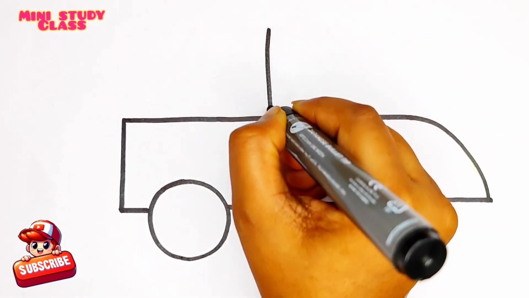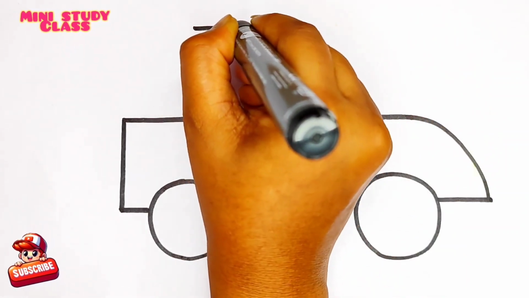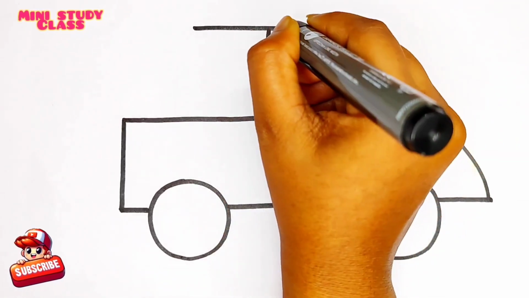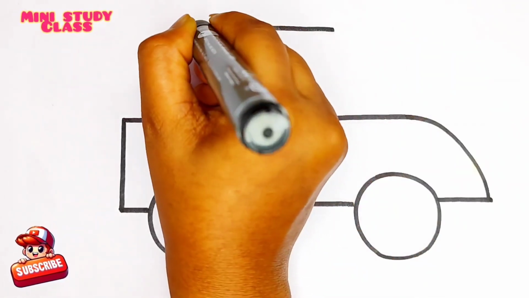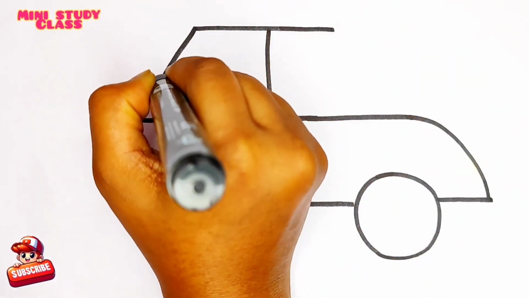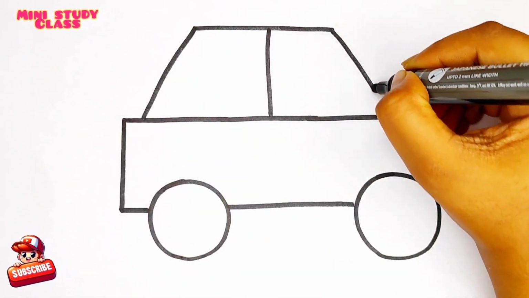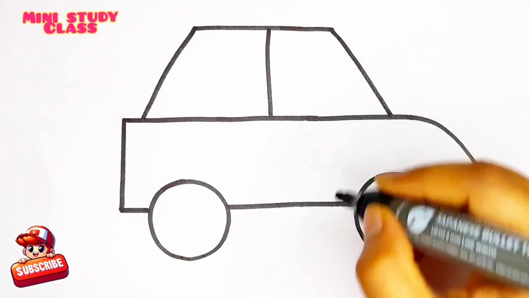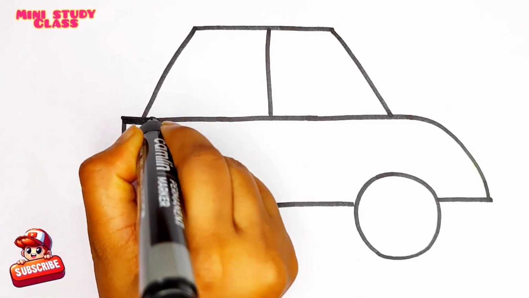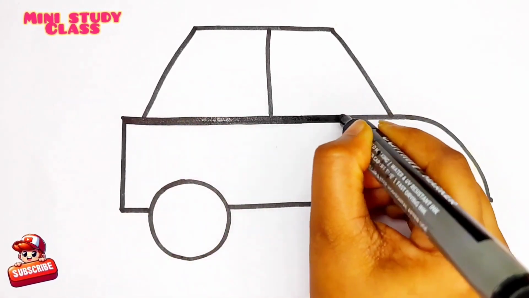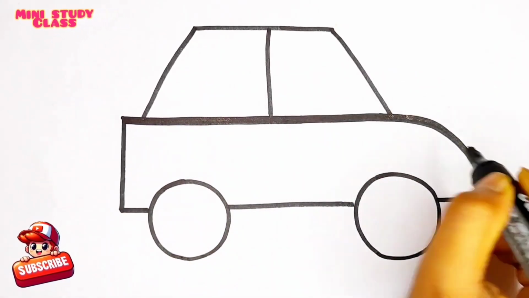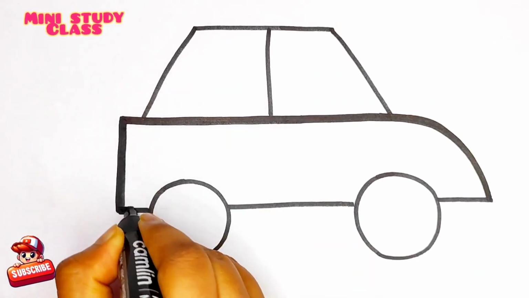Then we draw the window of the car. And we draw other parts of the car. A car is a vehicle with wheels that you can ride in. It has an engine that makes it go. Cars help us travel from place to place.